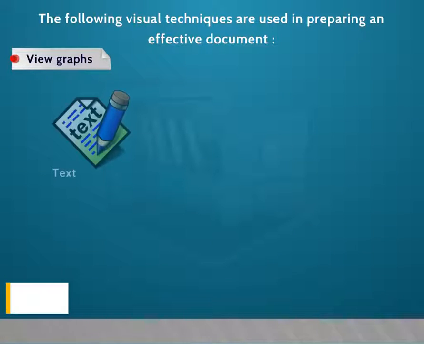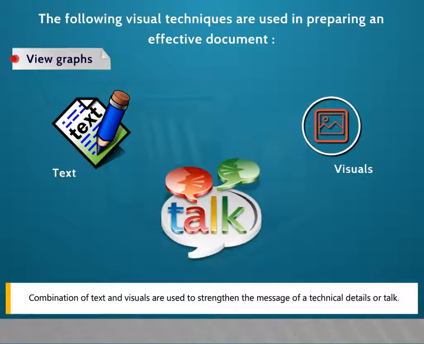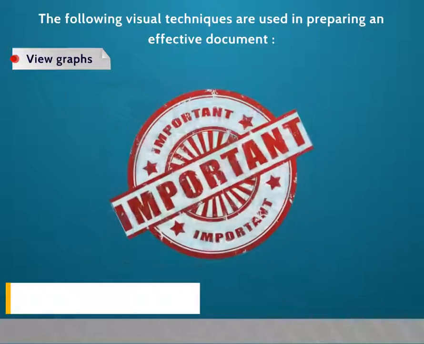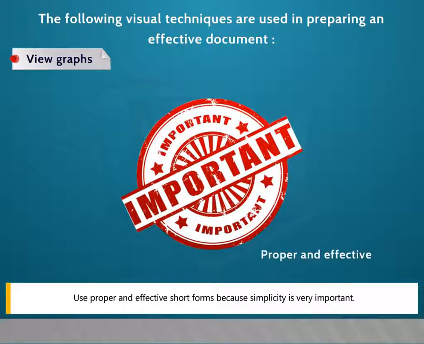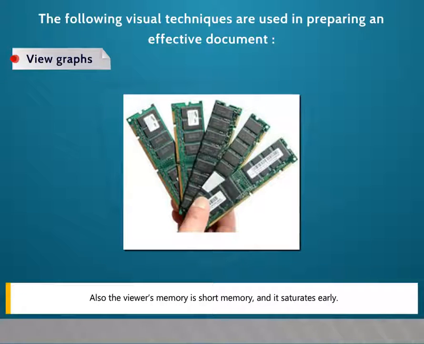View graphs. A combination of text and visuals is used to strengthen the message of a technical detail or talk. Use proper and effective short forms because simplicity is very important. Also, the viewer's memory is short and it saturates early.